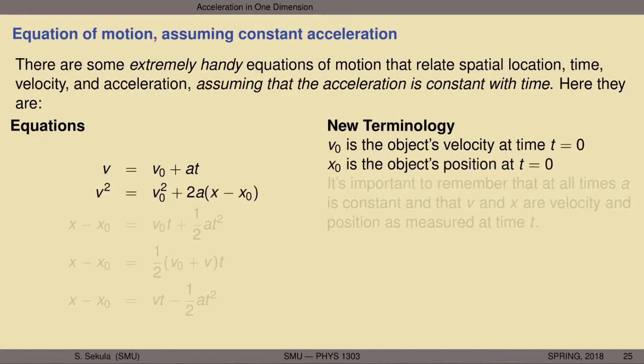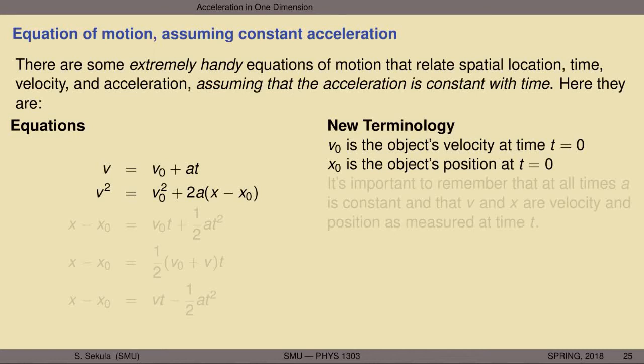The next equation relates velocity, acceleration, and position. The first one related velocity, acceleration, and time. So now we see that we have the final velocity squared is equal to the initial velocity at time t equals zero squared, plus a term that is 2 times the constant acceleration times the displacement in space during that time, x minus x naught. And x sub zero, or x naught, is simply the object's position at t equals zero.